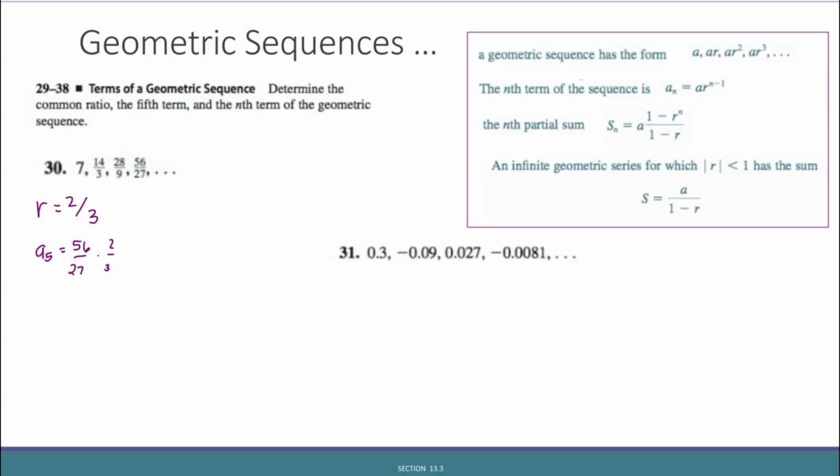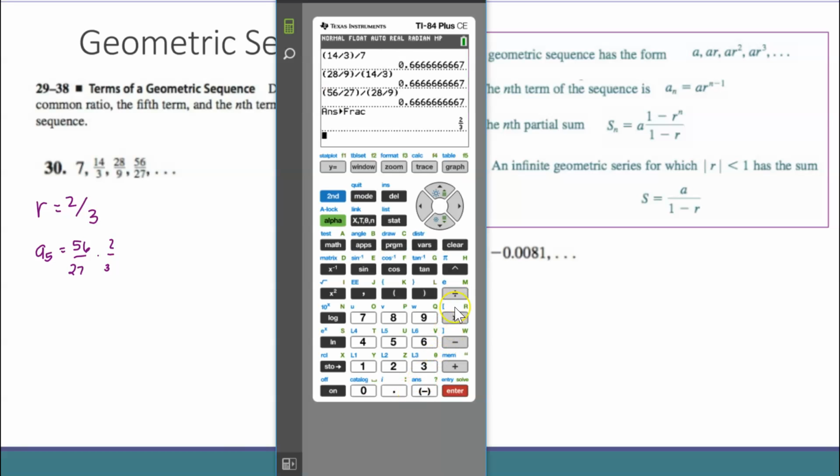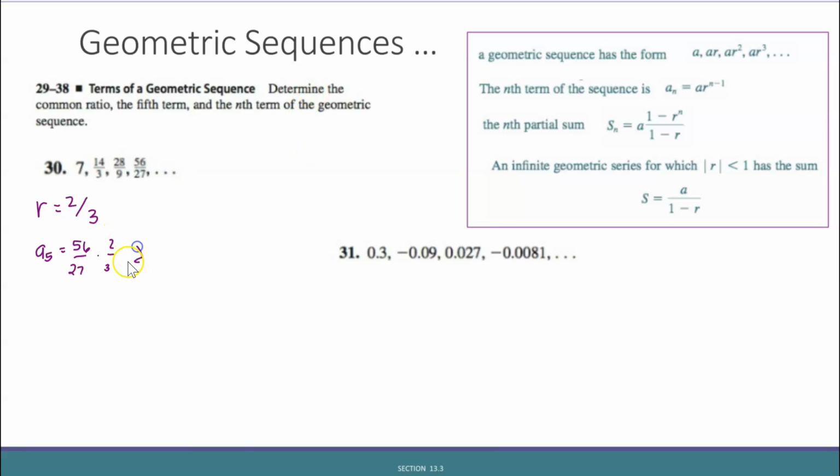And let's let our calculator do the work for us. I take 2/3 and multiply by 56 over 27, and we say math fraction: 112 over 81 is our fifth term.